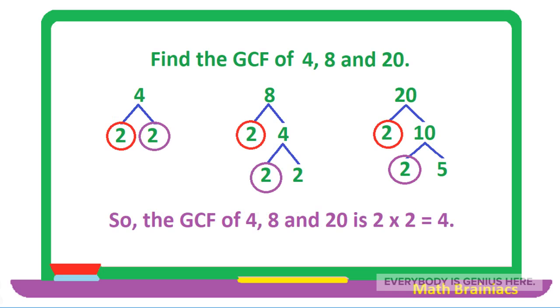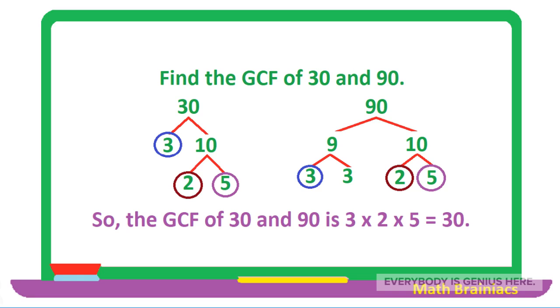Moreover, if you find out that there are 2 common factors on the prime factorization tree of the given numbers, just multiply them, and that is the greatest common factor. In this regard, the GCF of 4, 8, and 20 is 4. Likewise, if you find out that there are 2 or more common factors on the prime factorization tree that you have made, just multiply them. So, the GCF of 30 and 90 is 30 because you multiply the common factors of 3, 2, and 5, and that gives us 30.